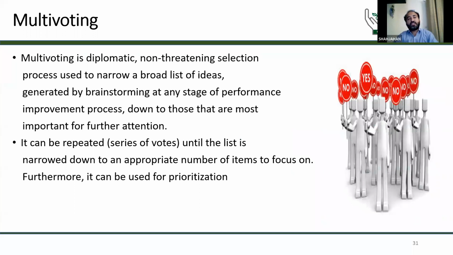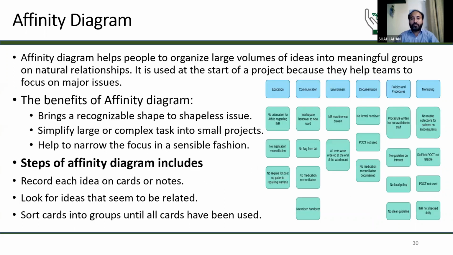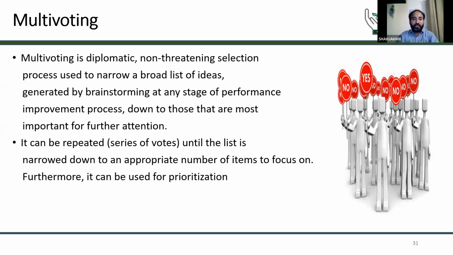Now the third tool for decision making is multi-voting. Multi-voting is a diplomatic, non-threatening selection process used to narrow a broad list of ideas generated by brainstorming, at any stage of the performance improvement process, down to those that are most important for further attention. It can be repeated in a series of votes until the list is narrowed down to an appropriate number of items to focus on. Furthermore, it can be used for prioritization.